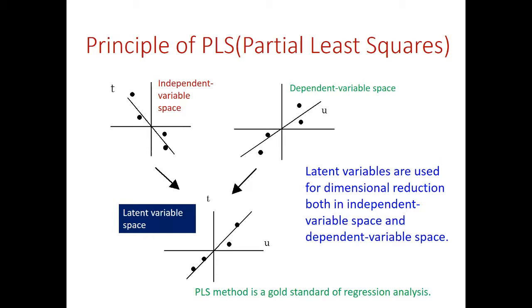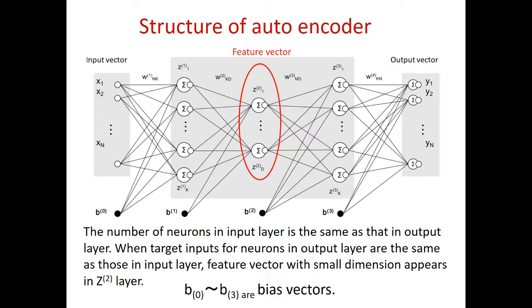Now we want to use the deep learning technique. This is the structure of the autoencoder. What is an autoencoder? This is a multilayer perceptron structure. This is the input vector, the input layer is here, and the output layer is here. The number of neurons in the input layer and in the output layer are the same. The target input for the neurons in the output layer, I mean the supervised data, is the same as the input vectors here.